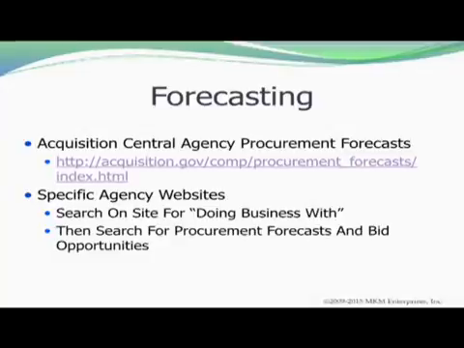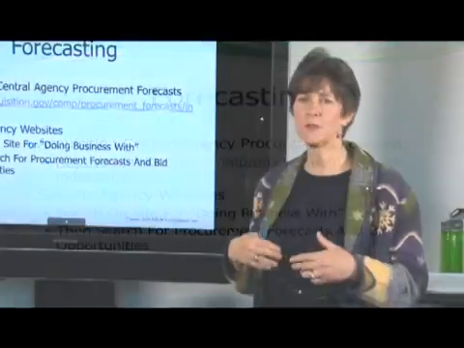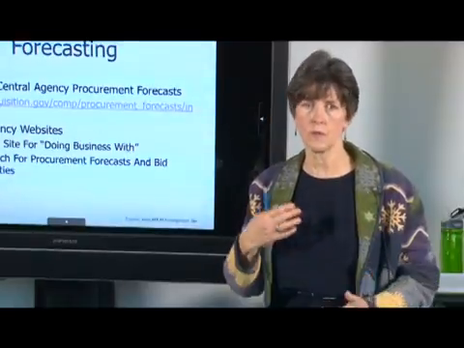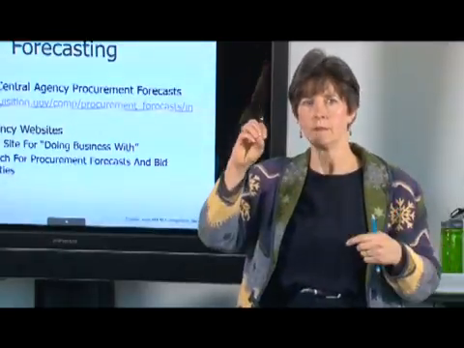Going to jump on into forecasting because I know we're getting really close here, and that's why if I'm moving too fast, just make notes and we'll handle questions at the end. Acquisition Central Agency Procurement Forecast does allow you to see certain agencies. They're just not all in there sometimes. So then you would want to go to the specific agency website, and you can do that with just simple Google searches of doing business with Department of Energy or whatever.